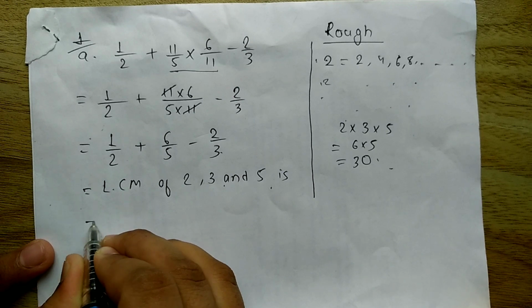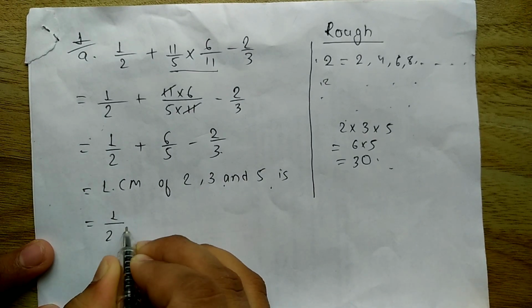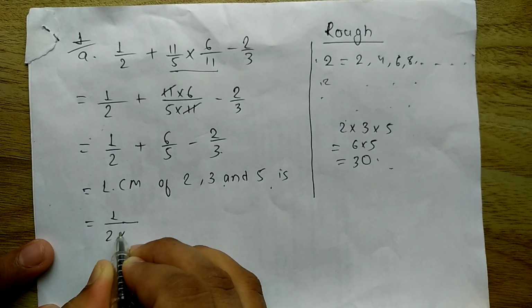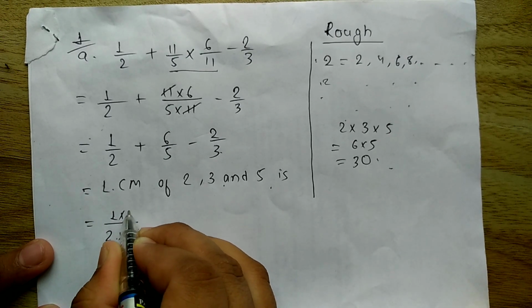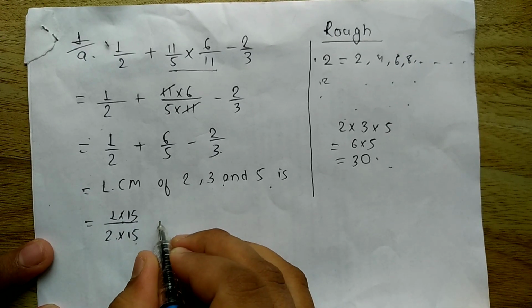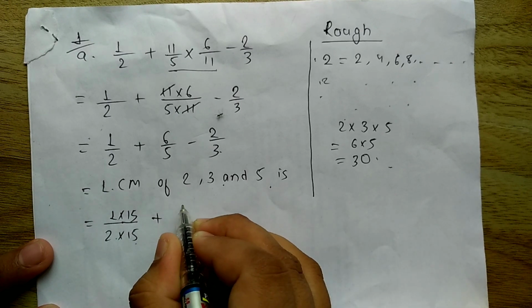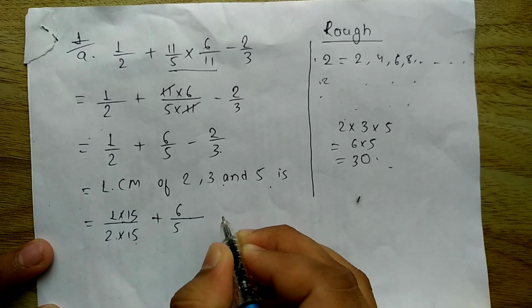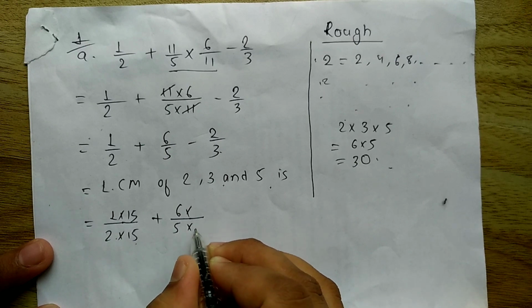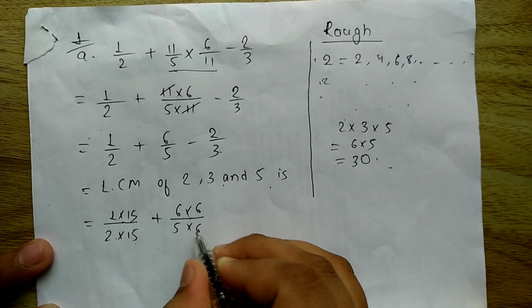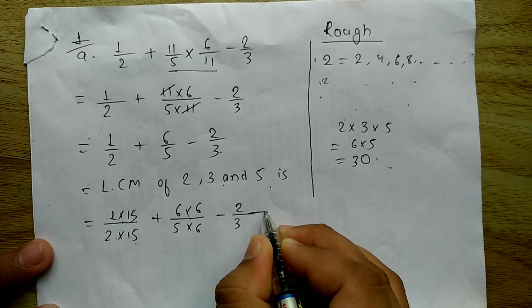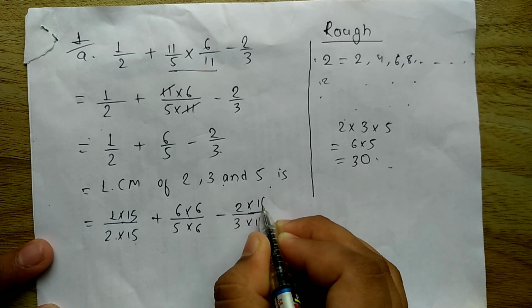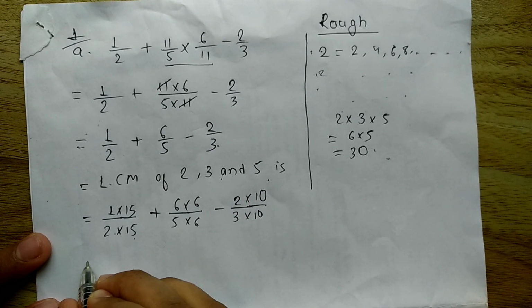So now we'll write 1 by 2. 2, how many times is 30? 2 15s are 30. Since we are multiplying the denominator, in the numerator also we'll multiply with 15. Then 6 by 5: 5, how many times is 30? 5 6s are 30. So in both we multiply by 6. Minus 2 by 3 is there. 3, how many times is 30? 3 10s are 30, right? So this is how we have to do it.